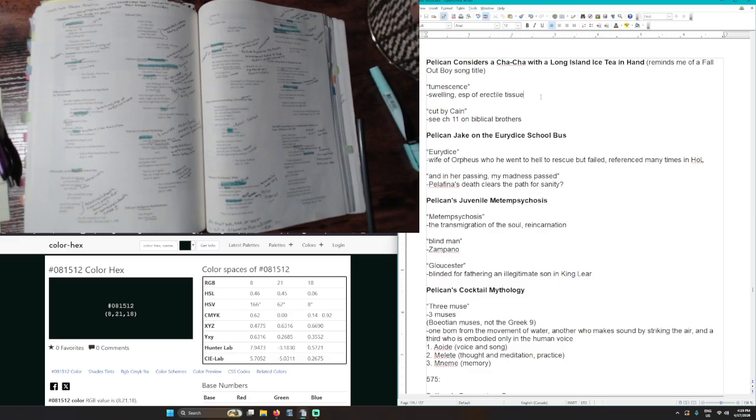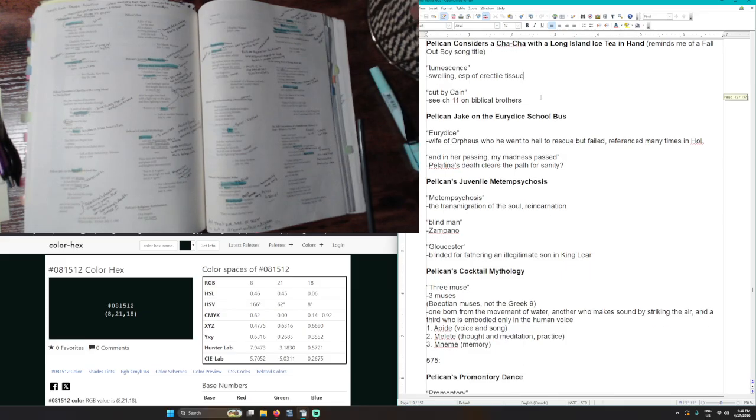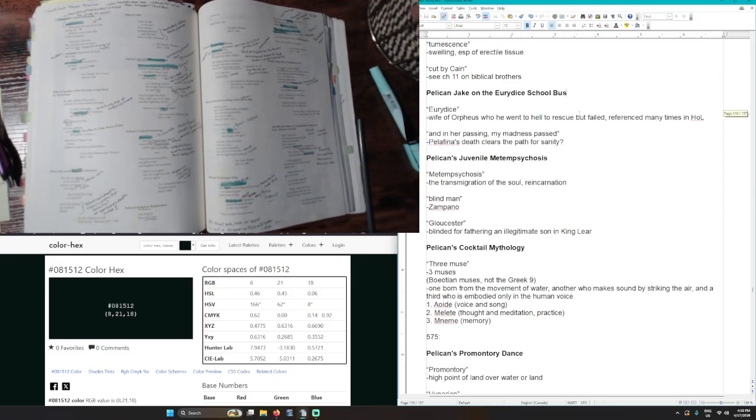And chapter 11 of House of Leaves was all about biblical brothers. Then we have Pelican Jake on the, I should have looked up how to pronounce this. I've been saying Eurydice, so that's what I'm going to go with. It's probably not correct, but that's what I'm saying. Eurydice is referenced multiple times throughout House of Leaves, along with her husband Orpheus. So she was the wife of Orpheus, and that's who he went back to hell to rescue, but he ended up failing. And they're referenced, as I said, many times throughout House of Leaves.